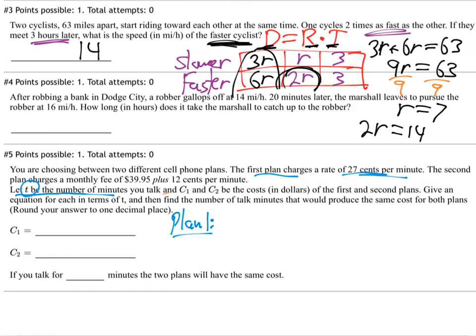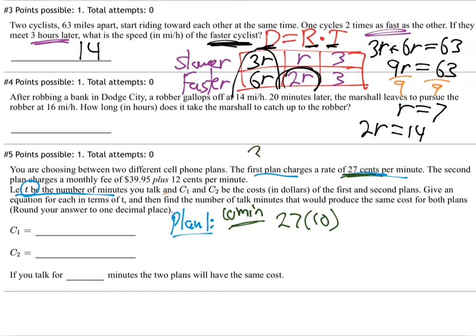So if I read something crazy and I go, I don't know all those words, then I'd stop and go, okay, what if I talked 10 minutes? We do better with real numbers. What if I talked for 10 minutes? And this plan is 27 cents a minute, right? That's plan 1. What would be my bill? I would take 27 times 10, wouldn't I?